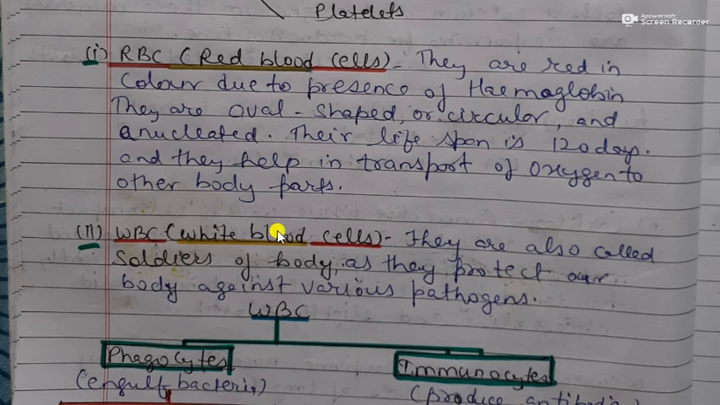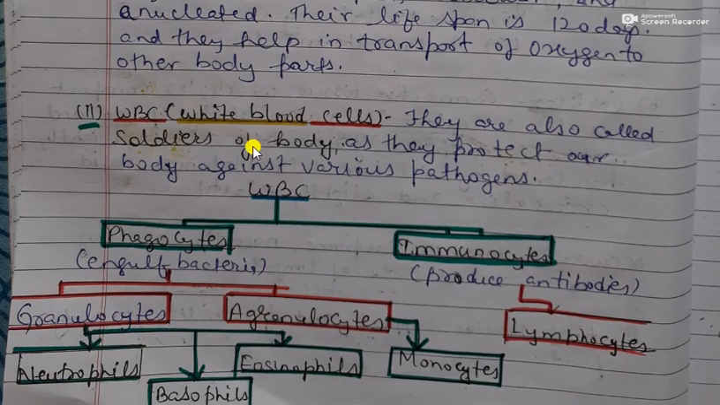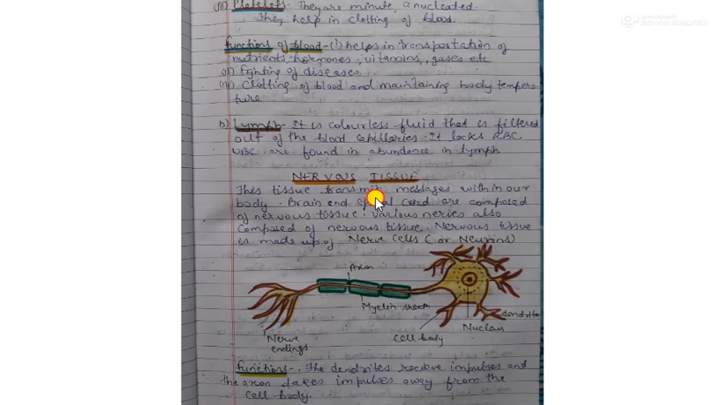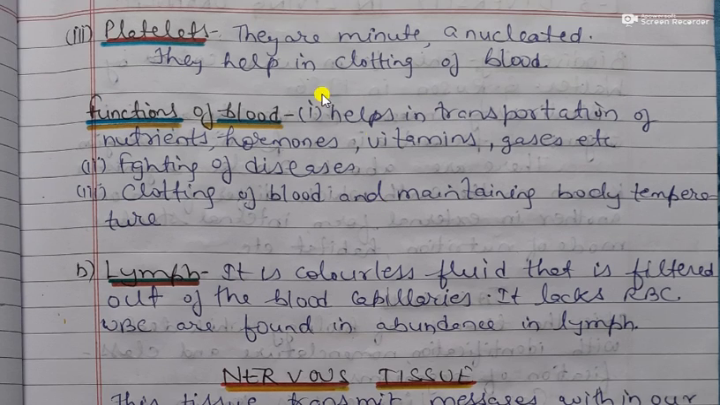WBC, which are white blood cells, they are also called the soldiers of the body because they protect our body against various pathogens. Alright. Now next type of blood cell is platelets. They are minute anucleated cells. They are very small and they are also without the nucleus and they help in the clotting of blood.